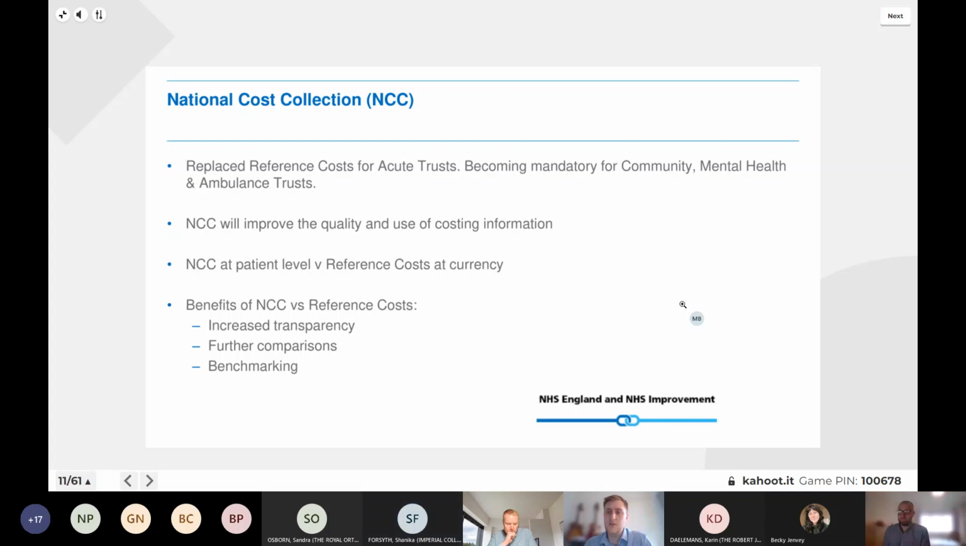The national cost collection, the big difference is the level of detail that's being collected. The increased granularity of data and transparency allows for much more detailed comparison and benchmarking to take place between trusts. It will also allow NHS England Improvement to see more clearly where the costs are within each HRG and to better understand the components that make up that treatment.